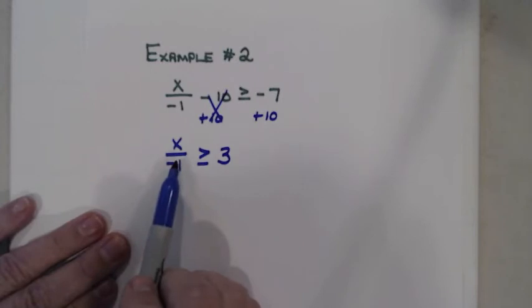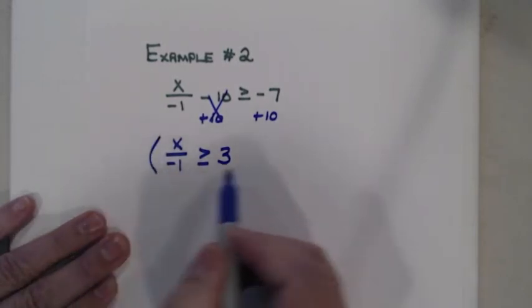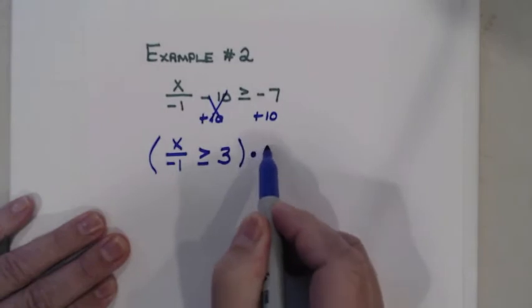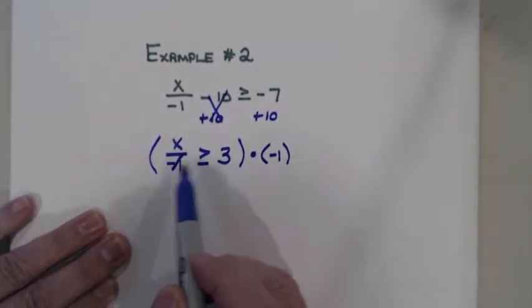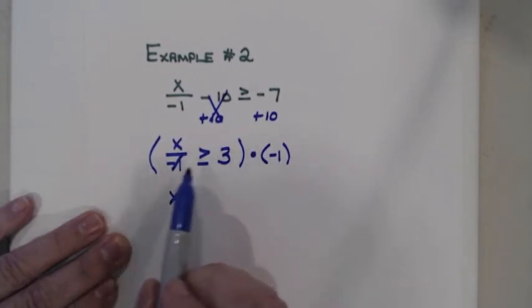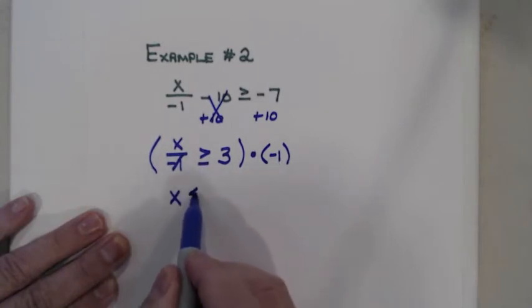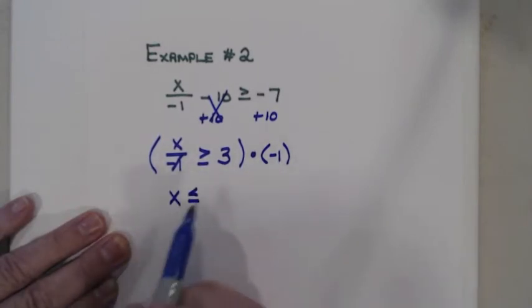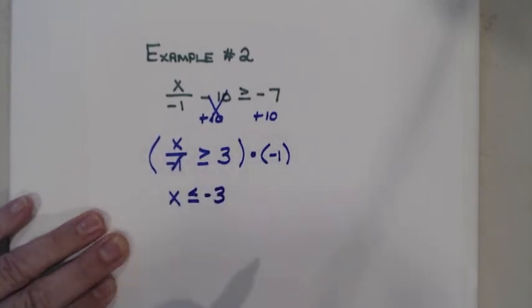The opposite of dividing by negative 1 is multiplying by negative 1. I'm going to multiply both sides by negative 1. This negative 1 and this negative 1 cancel out. I'm left with x. And remember, if you multiply or divide both sides by a negative number, this inequality symbol switches around. 3 times negative 1, negative 3.